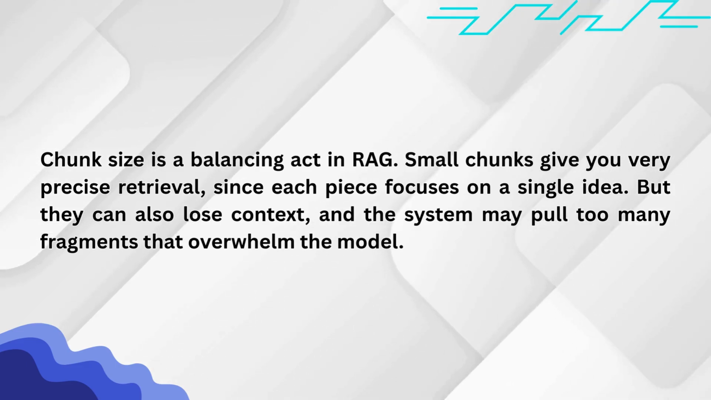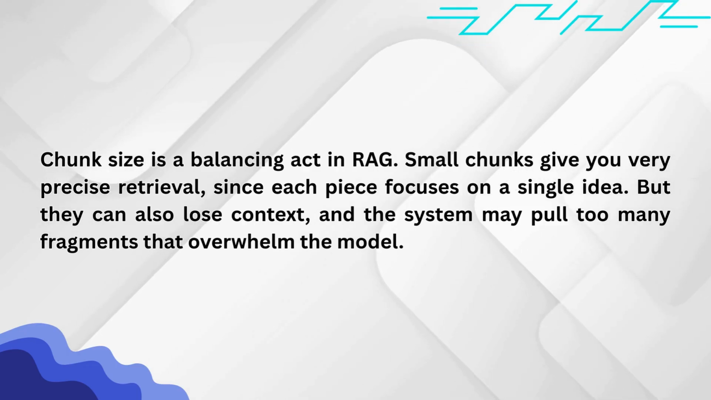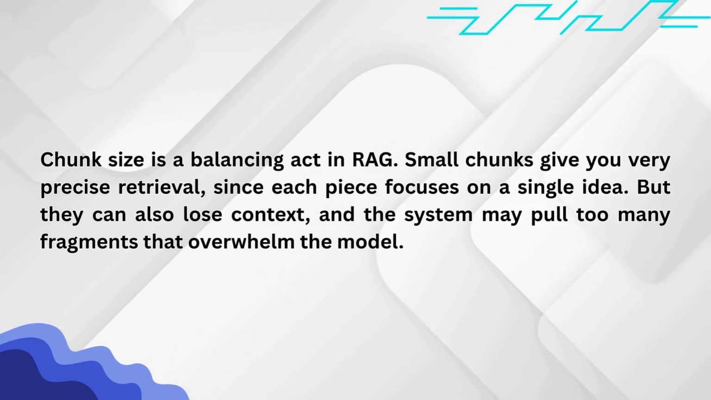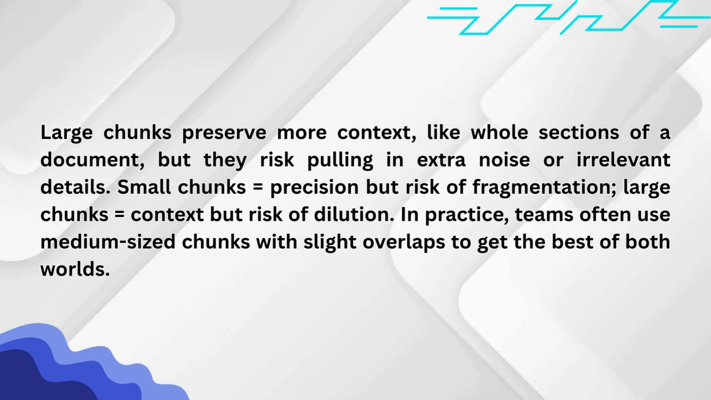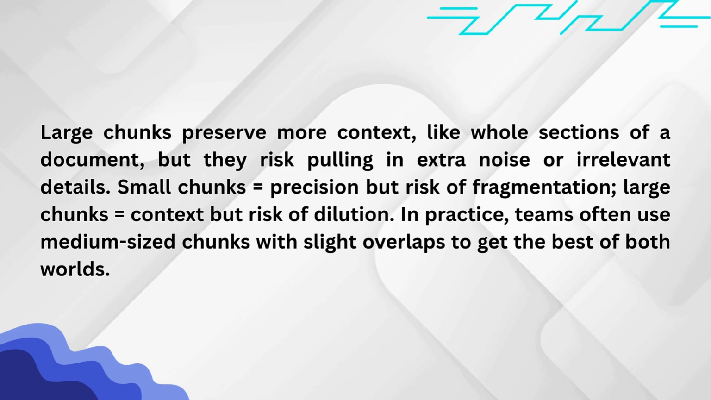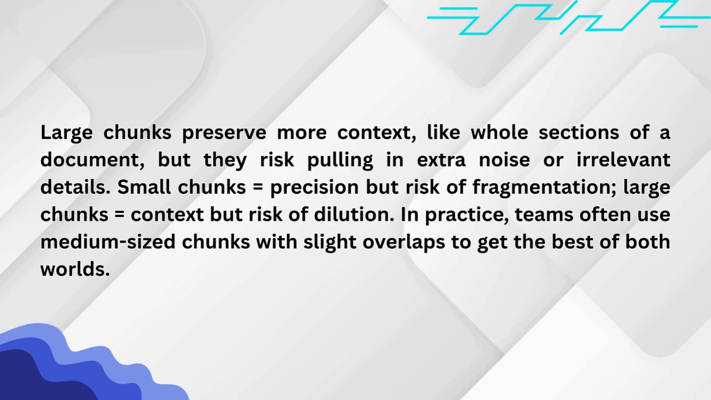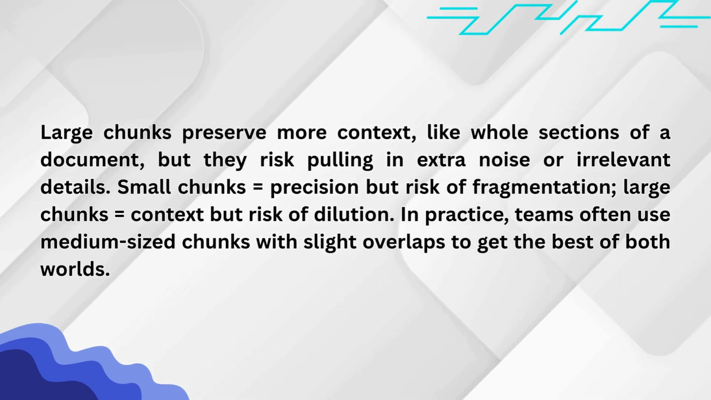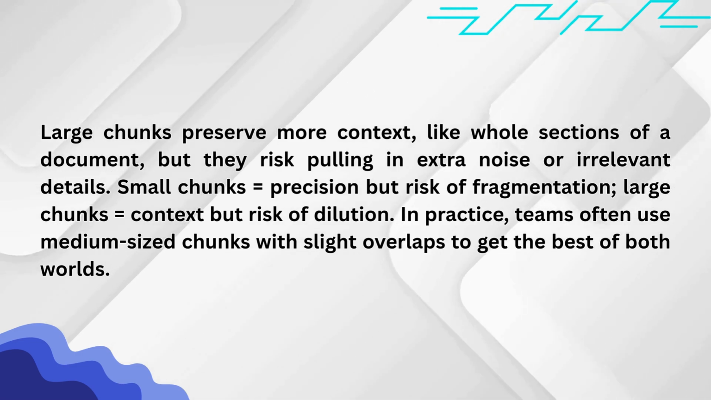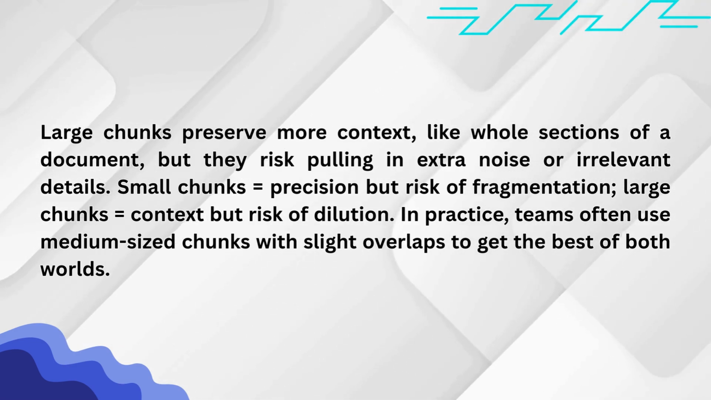Small chunks give you very precise retrieval since each piece focuses on a single idea, but they can also lose context, and the system may pull too many fragments that overwhelm the model. Large chunks preserve more context, like whole sections of a document, but they risk pulling in extra noise or irrelevant details. Small chunks equals precision, but risk of fragmentation. Large chunks equals context, but risk of dilution. In practice, teams often use medium-sized chunks with slight overlaps to get the best of both worlds.